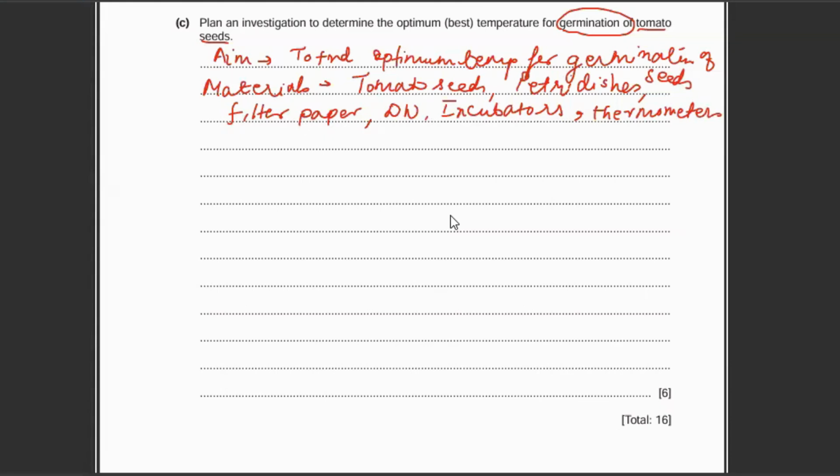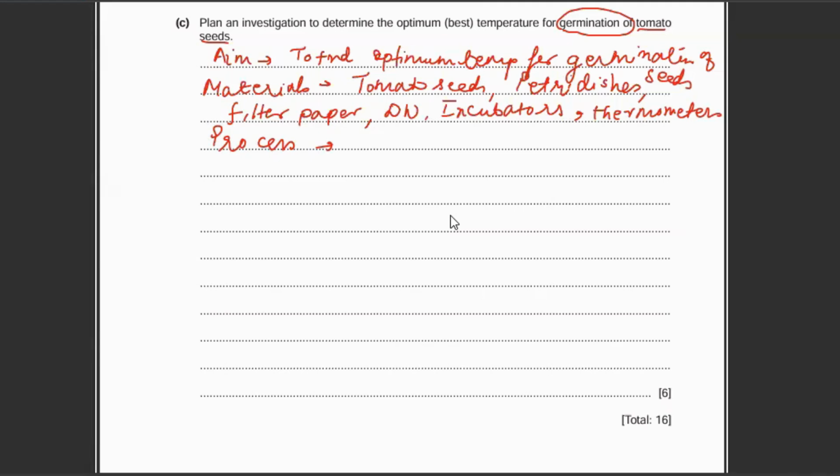All right, so the aim is clear, materials required are clear, and how do you go about the process? What do you do to determine what temperature is optimal for germination? So that means you will need to calculate the germination percentage, and whichever temperature has the higher germination percentage, that temperature would be the optimum. So how do we go about it? What do we do for this?